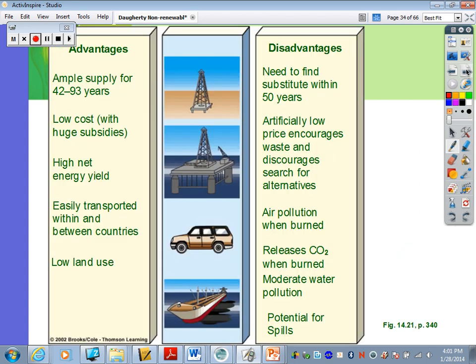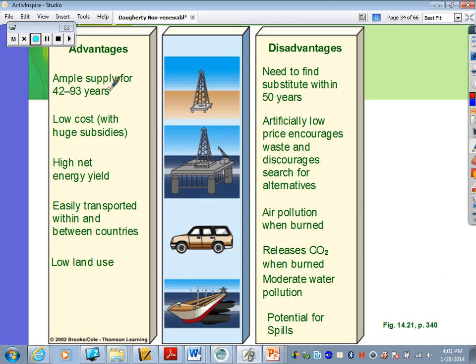Okay, and then lastly, let's end with advantages and disadvantages with oil. Some advantages of oil is we'll have a supply for the next 42 to 93 years, supposedly. It is low cost because the government does subsidize it. We have a high net energy yield with oil, it's easily transported, both within and between countries, and it doesn't use too much land to extract it. Disadvantages, we need to find a substitute. That's probably the biggest one because we're going to run out.